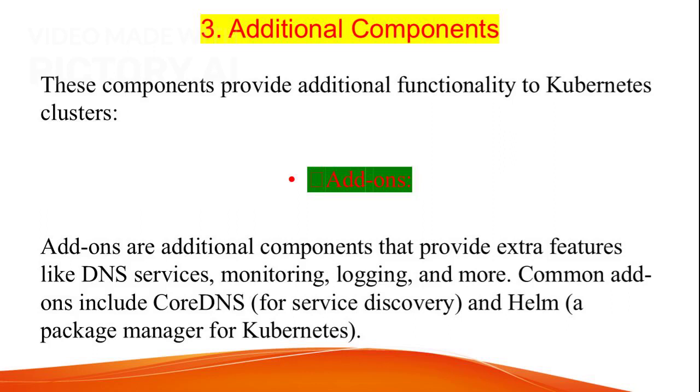These components provide additional functionality to Kubernetes clusters. Add-ons are additional components that provide extra features like DNS services, monitoring, logging, and more. Common add-ons include CoreDNS for service discovery and Helm, a package manager for Kubernetes.